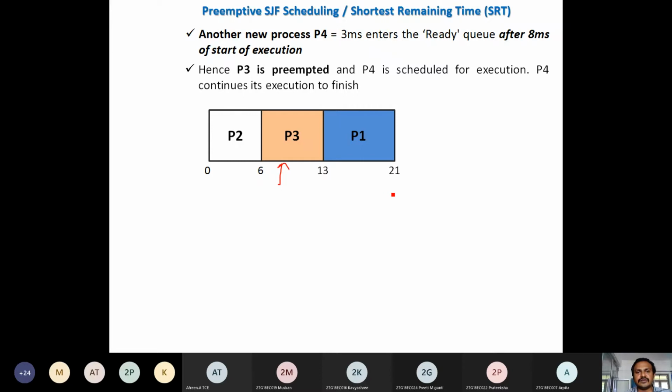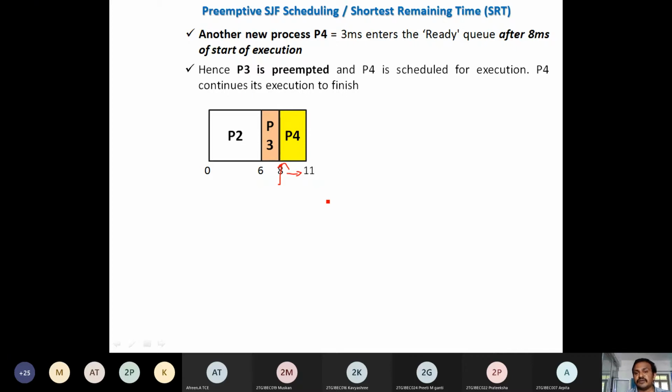So P4 is going to continue its execution to finish. What we observe here is that P3 is preempted at the 8th millisecond. Then P4 is going to start executing for its completion, that is totally 3 milliseconds. After that, there is once again a reschedule. P3 is there, P1 is there. P1 is for 6 milliseconds and P3 is there for 5 milliseconds.